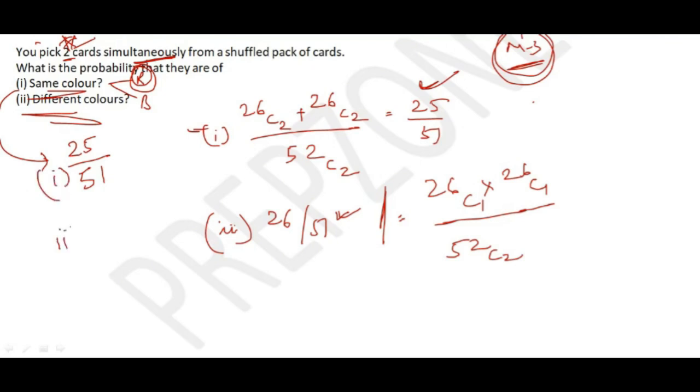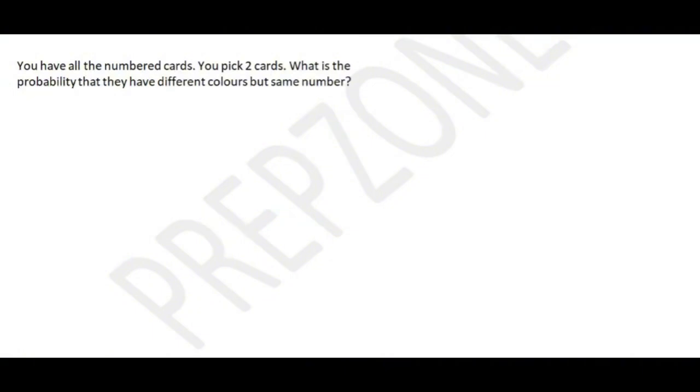And with the same method, the first card could be anything. Whatever it is, you have 26 cards left from the different color. And total cards left is 51. So the answer becomes 26 by 51. So even without doing all of it, you can directly mark the answer. A very easy but a very conceptual question. We have discussed three methods to solve that question. Clear? Next question.